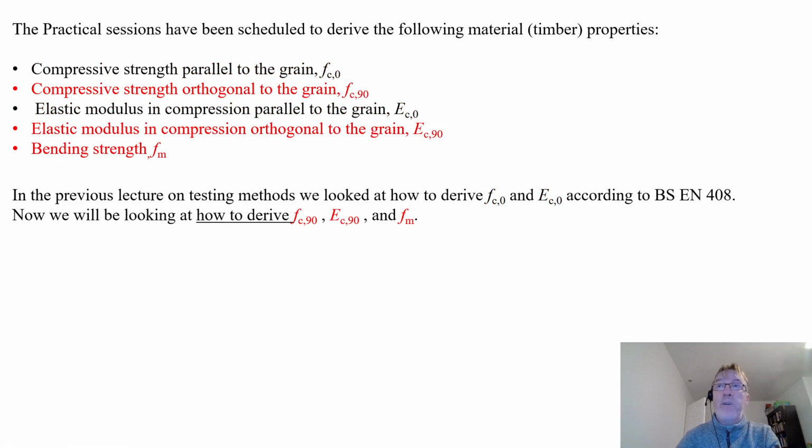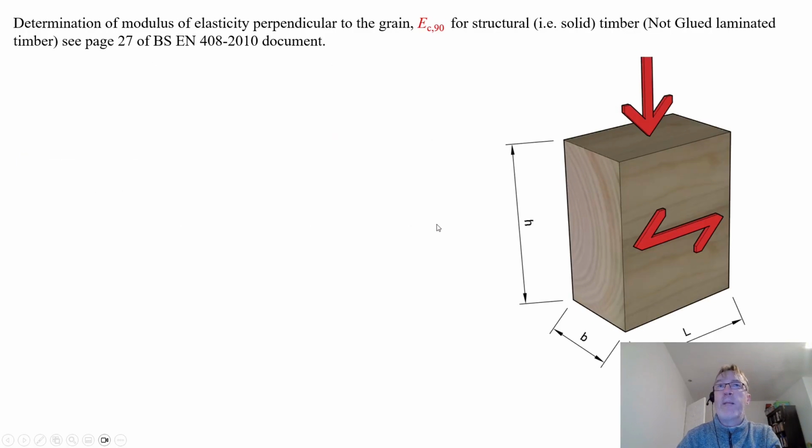But now we're going to look at the perpendicular to that. How do we derive FC90 and EC90, and also the bending from the 4-point bending test? Determining the modulus of elasticity perpendicular to grain for structural, i.e. solid timber, not GLT or glued laminated timber, is seen on page 27 of BSEN 408.